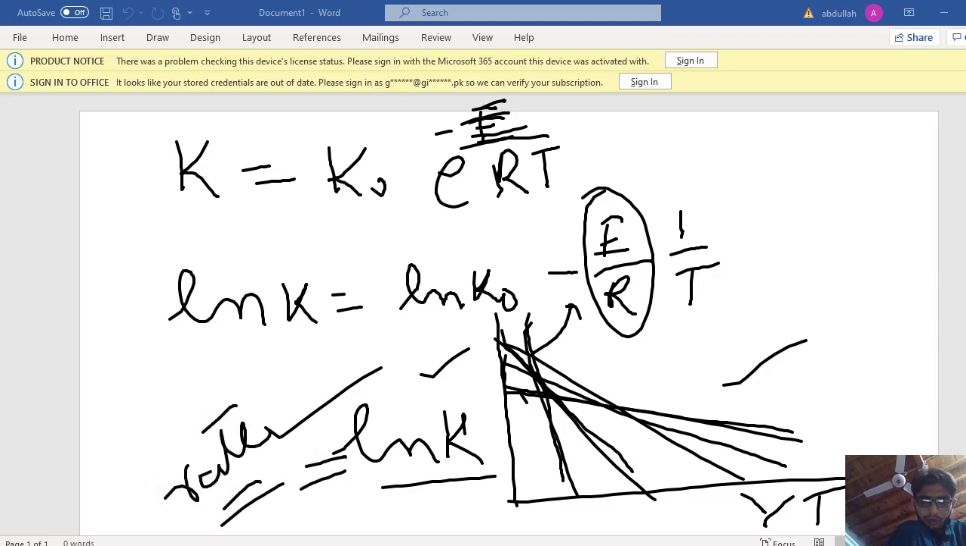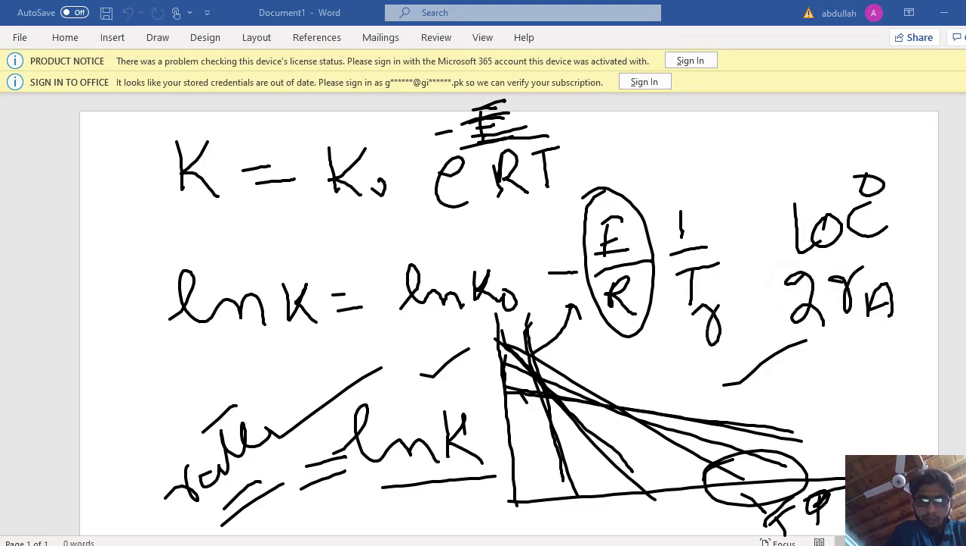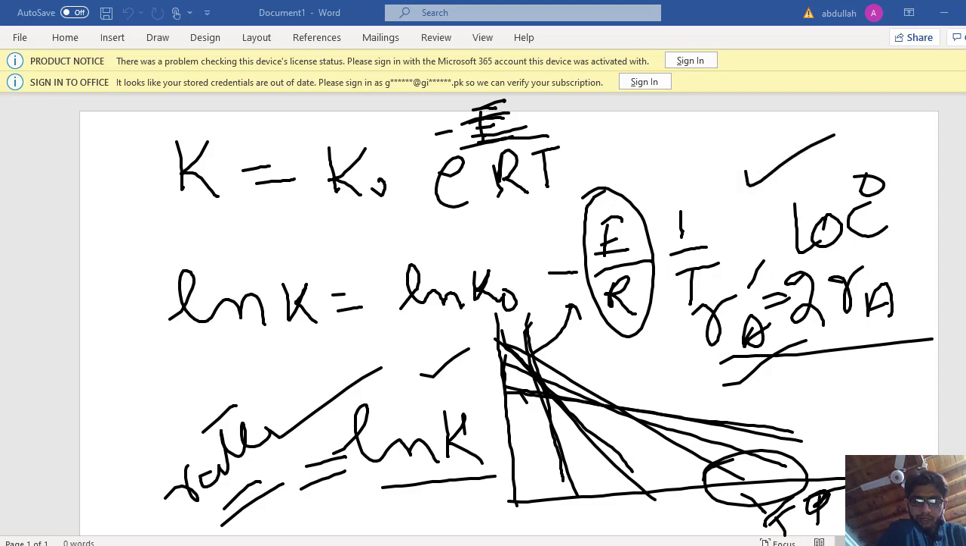And generally, for very low temperature, near room temperature, if we increase the temperature by 10 degrees C, the rate of reaction becomes double. But this holds at low temperature; at higher temperature this relation is not useful.